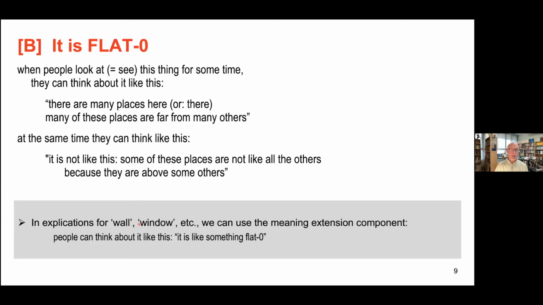If you would wonder about something like a wall or a window, it's very easy to talk about walls or windows as being flat. Actually, this explication wouldn't quite fit, because the construal that there's no kind of raised up places implies that it's more suitable for a horizontal object, because it's got "above" in it. But even so, you could easily use the "flat" zero in an explication for something like a wall or a window, using this extended meaning. People can think about it like this: it is like something flat. At least that's our proposal.